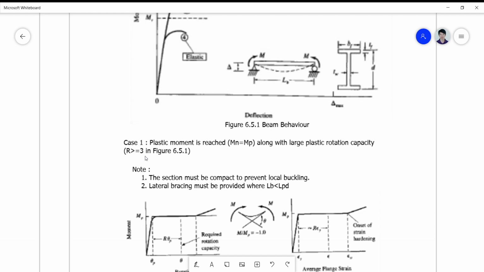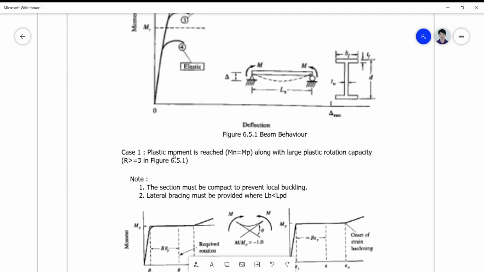So for case 1, when the bracing is sufficient, there will be plastic moment capacity along with large plastic rotation capacity, where the rotation may be greater than or equal to 3. Take note that in this case, the section must be compact to prevent local buckling, and lateral bracing must be provided where your brace length is less than your length considering plastic deformation to be achieved.